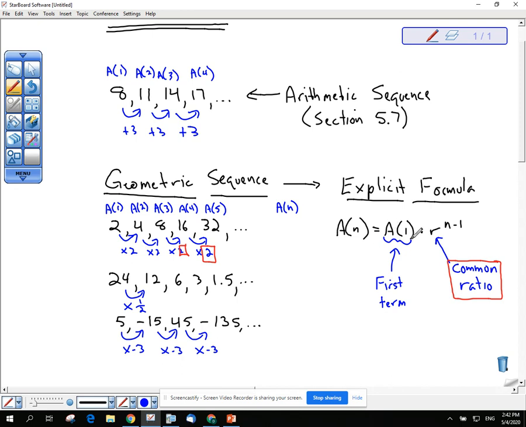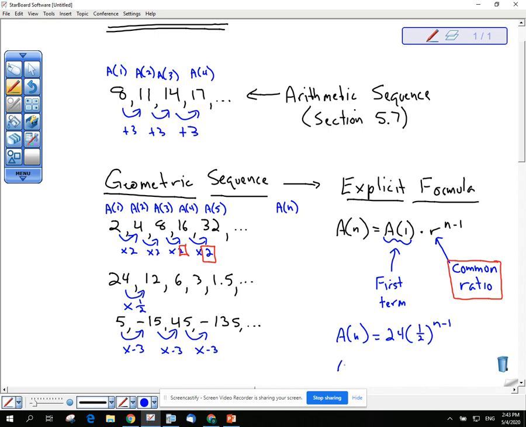A of 1 stands for the first term, okay? So if I were to write this for that first geometric sequence that I gave you, 2, 4, 8, 16, 32, 2 would go in this place right here. R is the common ratio. That's what we calculated. That would actually be 2 as well. 2 times 2 to the n minus 1. If I were going to do this one, actually, let's write that one out. A of n is equal to 24 times 1/2, or 0.5, to the n minus 1.